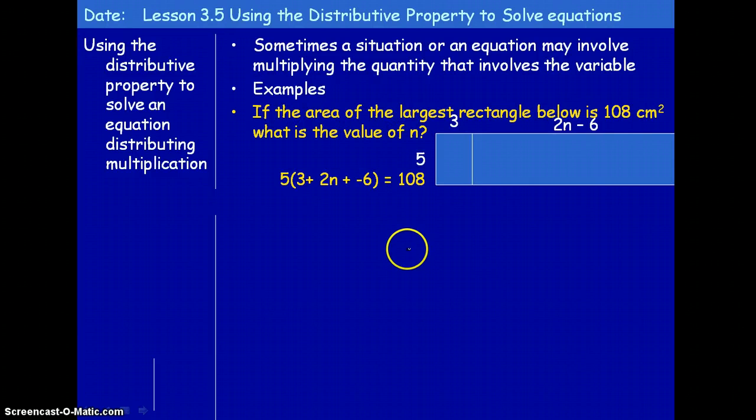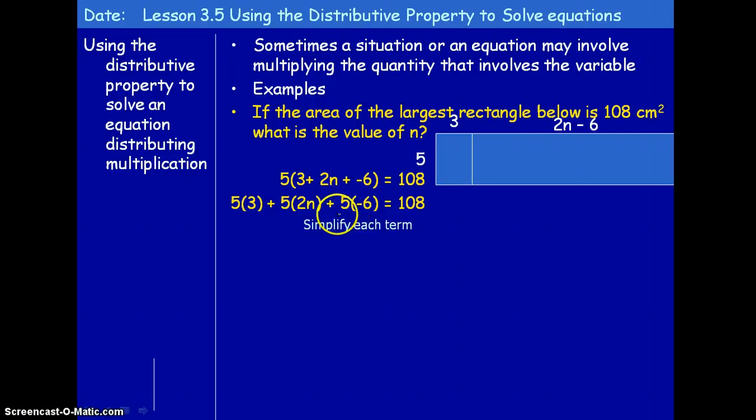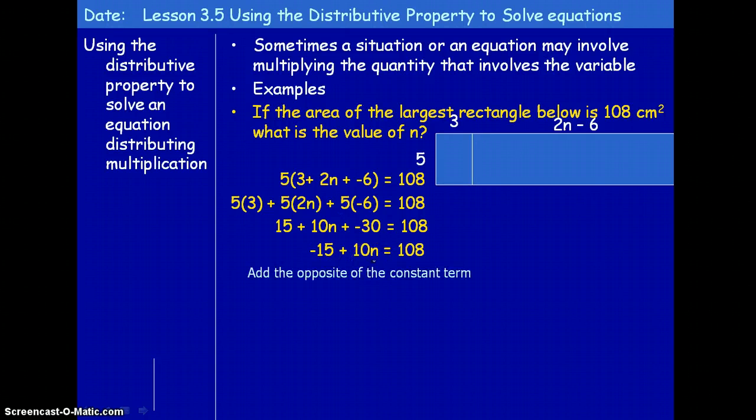And our last example. We know the area of the rectangle, largest rectangle, should be 108 centimeters squared. So earlier we set up an equation that could be solved. We would begin by distributing the 5 times into the parentheses. We can see 5 times each term of the parentheses. Simplifying each of those terms, the result is 15 plus 10n plus negative 30. If we combine our like terms, we see negative 15 plus 10n equals 108.